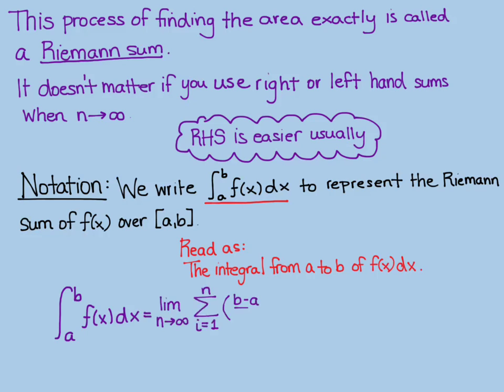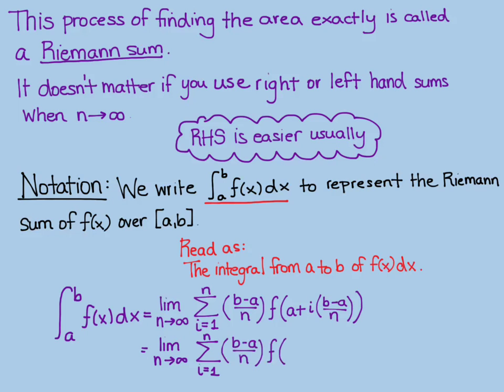So the integral from a to b of f of x dx is given by the limit as n goes to infinity of the sum from 1 to n of b minus a over n times f of a plus i times b minus a over n. Or, using the left-hand sum, the limit as n goes to infinity of the sum from 1 to n of b minus a over n times f of a plus i minus 1 times b minus a over n. The first one is the right-hand sum, the second is the left-hand sum.